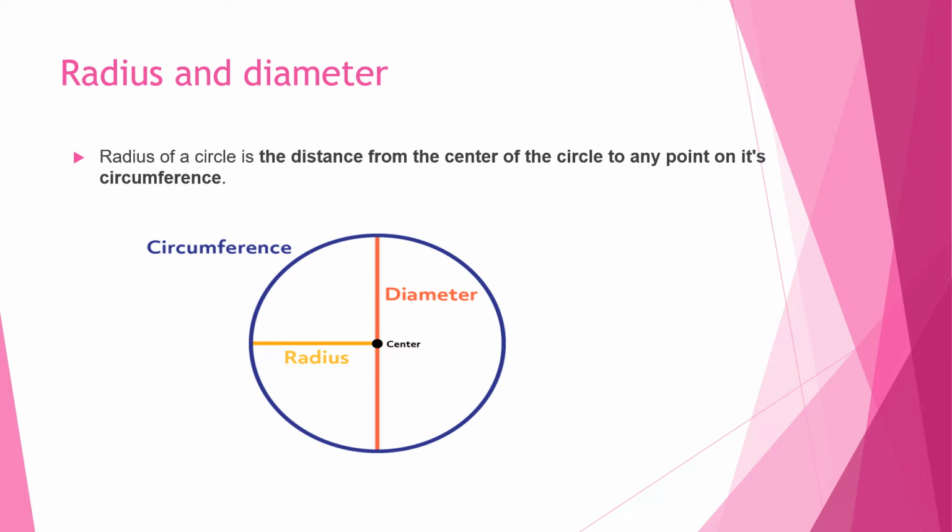The relationship between radius and diameter. As we have seen in this video earlier that radius of the circle is the distance from the center of the circle to any points on its circumference. The radius is shown by the orange line and the twice of radius is known as diameter. So diameter is the length of a line segment through the center of the circle inside the circle. The diameter is twice of radius. The relationship between R and D is written as R is equal to diameter upon 2.